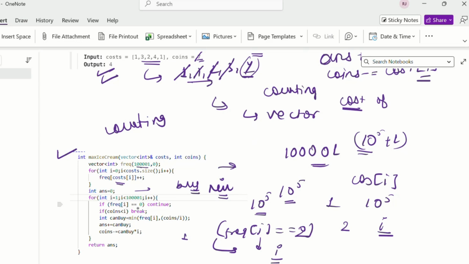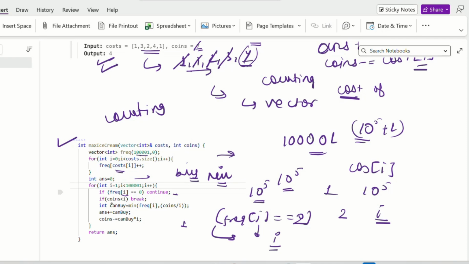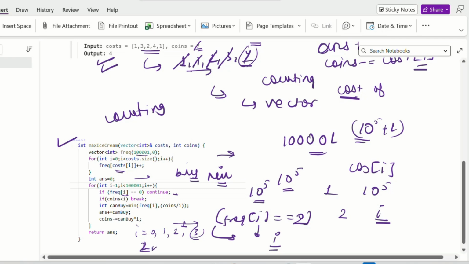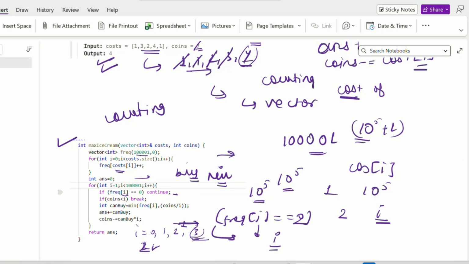If my frequency of I equals 0, that means there are no ice cream bars of cost I. So I can basically continue, and I will move to the next I. Otherwise, I will see if coins is less than I. Suppose I have coins 2, but I already covered I equals 0, 1, 2, and I am on 3. There is no sense of moving after this if my left coins are 2, because moving from left to right, my cost will only increase. So I can basically break the loop, since I will not be able to buy the ice cream bar further.